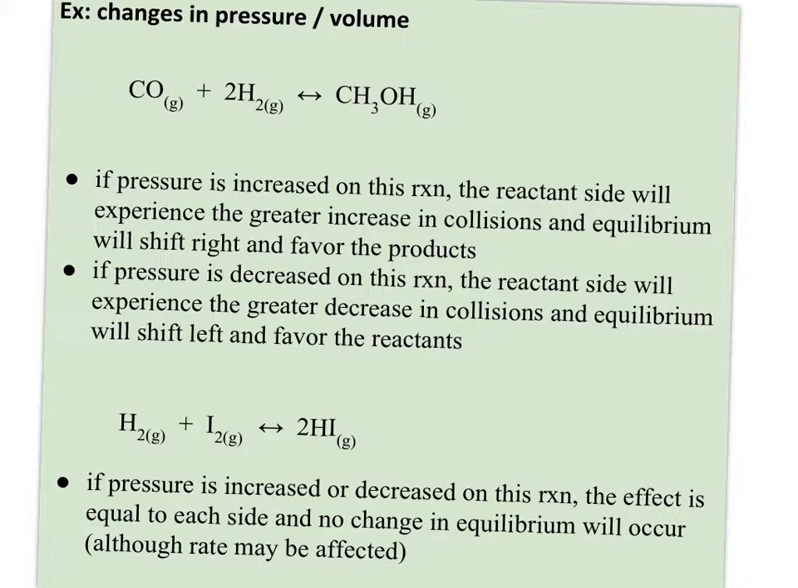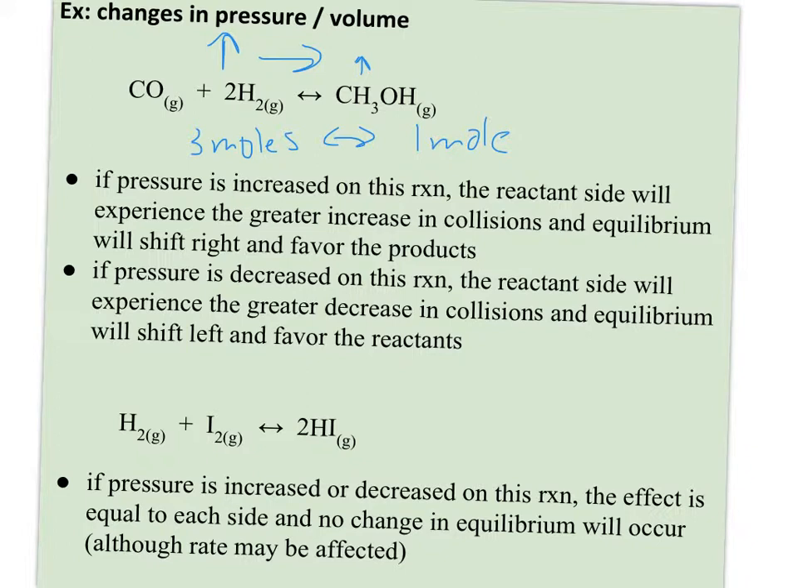So let's look at an example of this. My first equation here, I've got CO plus 2H2 gives me CH3OH, methanol. So I've got 3 moles on this side that are gas, and they're being converted to just 1 mole of gas on the other side. So if I increase the pressure, I'm going to see a greater increase in collisions on my reactant side, which I should actually draw as an arrow up, I suppose. Not that I won't see an increase in collisions on the product side as well, but I'll see a greater increase on this side. So I guess I could draw it like that to show it's greater. And that means my equilibrium is going to shift toward the product side.